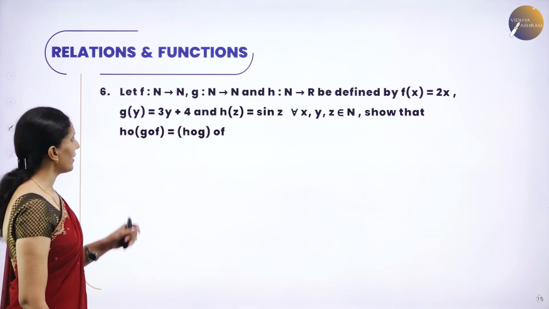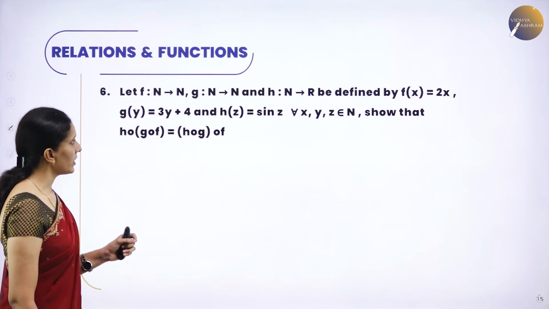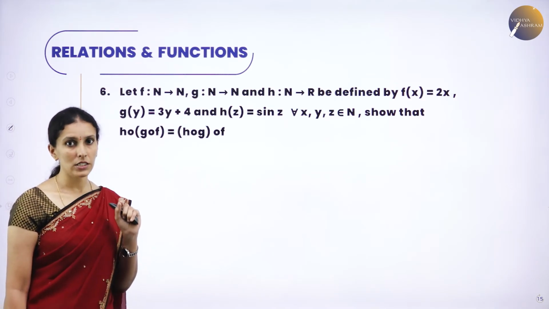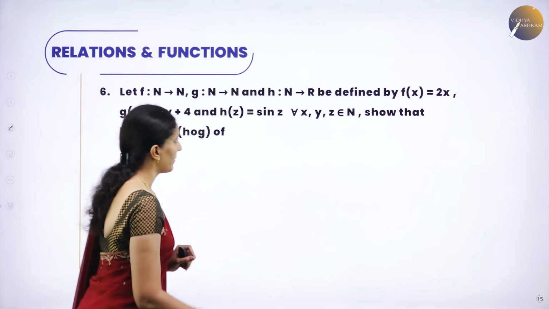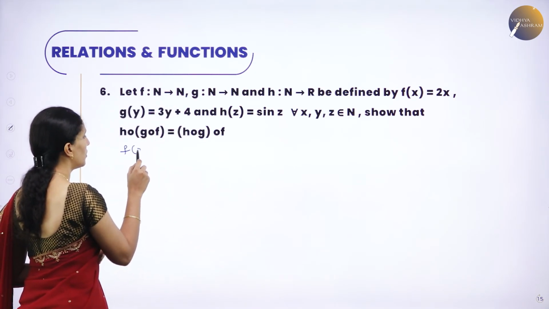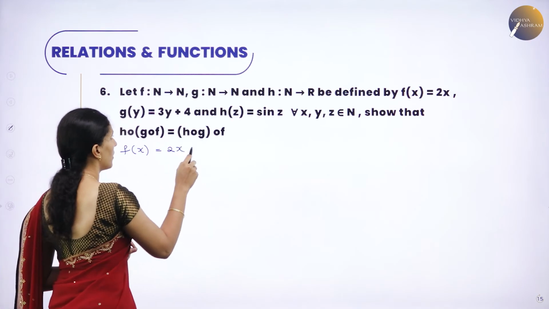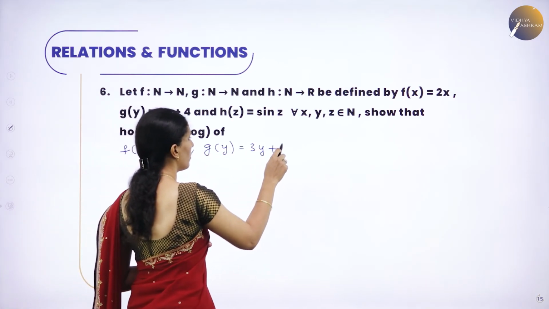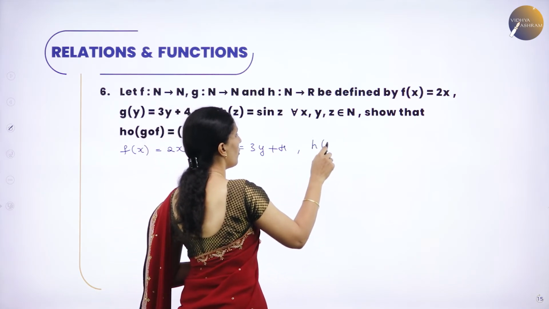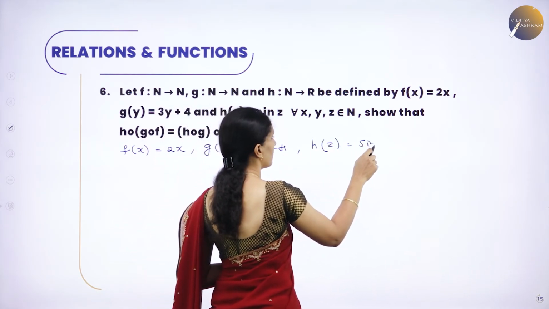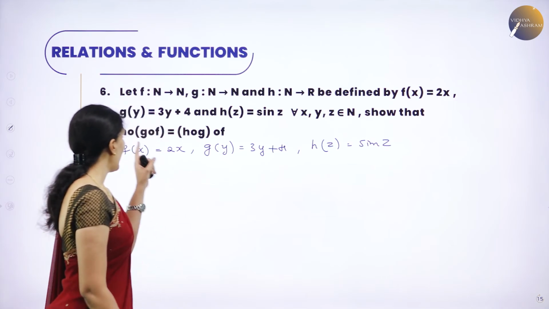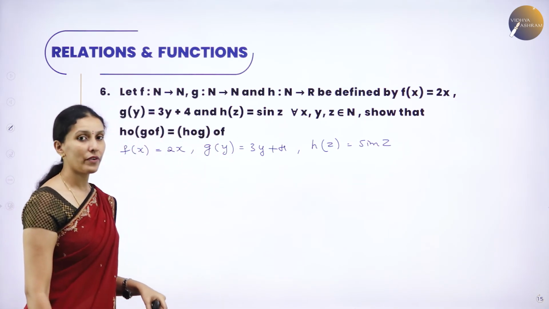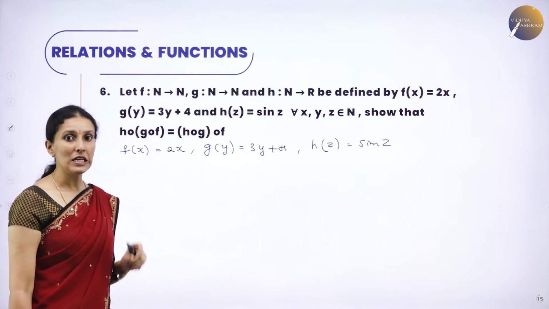Next one. Let f be a function from N to N, g a function from N to N, and h a function from N to R, that is real numbers, defined by f of x is equal to 2x, g of y is equal to 3y plus 4, and h of z is equal to sin z. Show that h naught (g naught f) is equal to (h naught g) naught f. That is, we have to show that these two are the same.